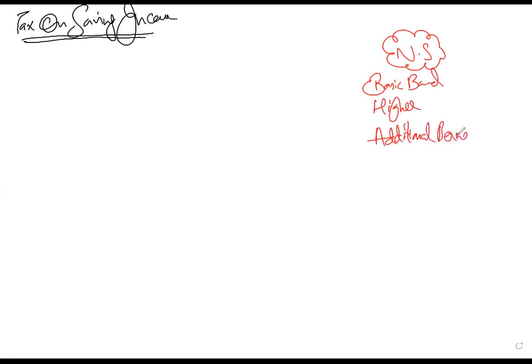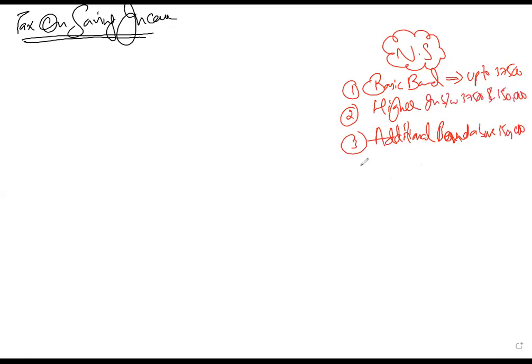We learned this banding system, that there are three bands in non-savings. The limit we also know: up to 37,500 is the basic band, above 150,000 will be the additional band, and in between 37,500 and 150,000 will fall under the higher band. This is what we learned for non-savings.